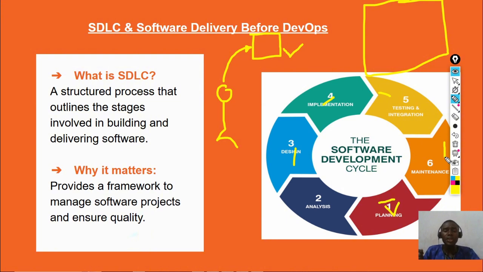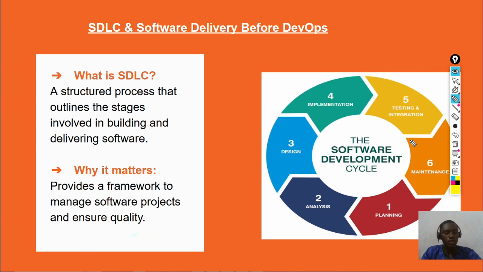That is why they call it the software development cycle, because it is just something that is flowing, like everything is working in a cycle, right? This is very important. So these are the various processes that a software application moves through, from the moment that it is conceived to the moment that it is delivered. And this matters a lot because it provides a framework to manage software projects and ensure quality.